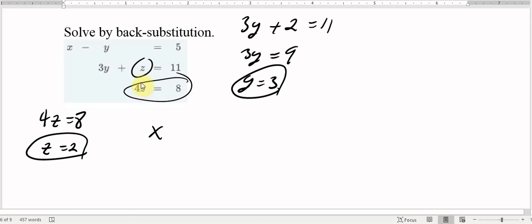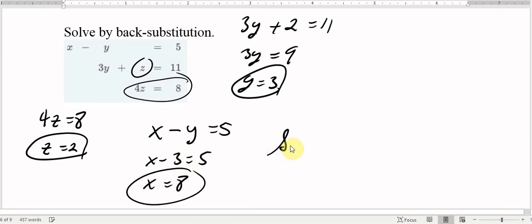Solve for one variable, take that variable, solve for the next one, and then take those two and solve for the last one. So here, x minus y is equal to 5. We got y equal to 3, so x minus 3 is equal to 5, so x is equal to 8. Here the solution set is what we call the unique solution. Here we get x is 8, y is 3, and z is 2. Now we get the unique solution there.